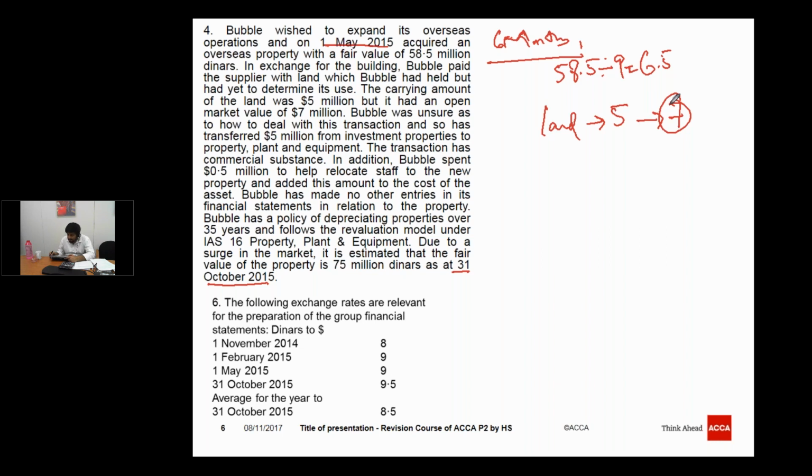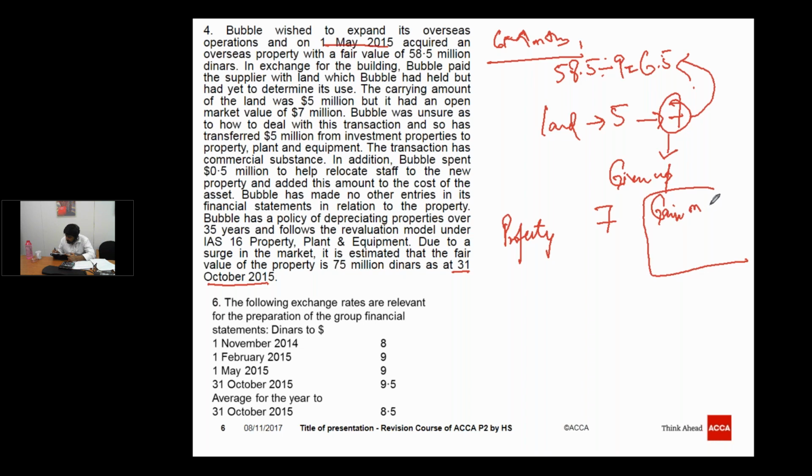This transaction has a commercial substance, then it should be valued at the fair value of the asset given up. We are giving the asset of land, so it should be valued at the value of land. So the property should be recorded initially at 7 million rather than 6.5 million, because we are purchasing the property in exchange for a land. But we have to book a gain on the disposal of the land, that is 2 million. 7 minus 5 is equal to 2 million.